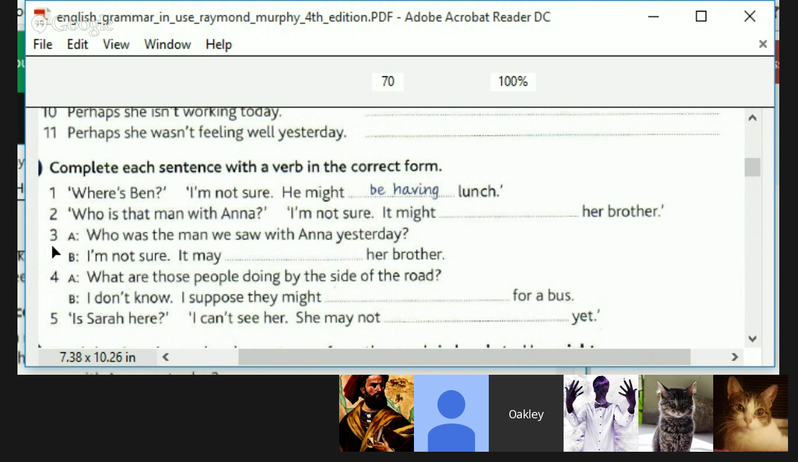Dialogue. Who was the man we saw with Anna yesterday? I am not sure. It might have been her brother. That's it. You got it. All right? Very simple, past tense. May have been her brother. Okay, great. Daniel, number 4.